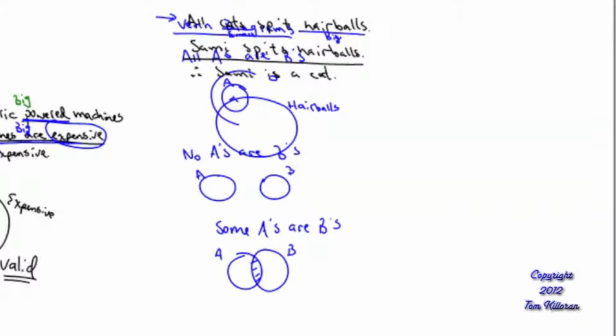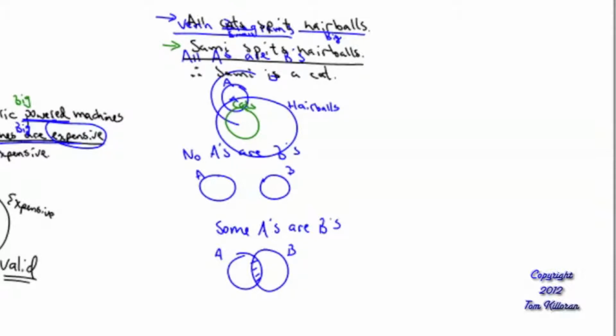So the small one goes inside the first one. It's the smaller of the two circles. Only with the word all. So when you look at this, every single cat you pick is going to be spitting hairballs. What if you're outside the cats but still in hairballs? You're not a cat, but you're still spitting hairballs. So we get to the second part of the sentence, and it says, Sammy spits hairballs.